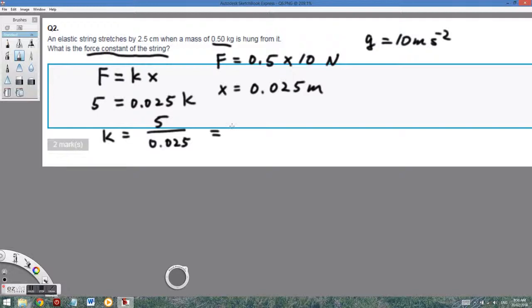It should be 200, and the unit will be Newton per meter. Not Newton meter, Newton per meter. We have force divided by meters. Okay, done.